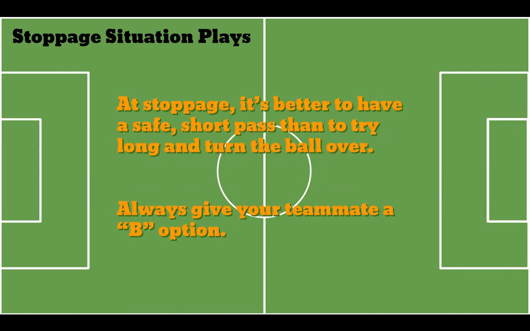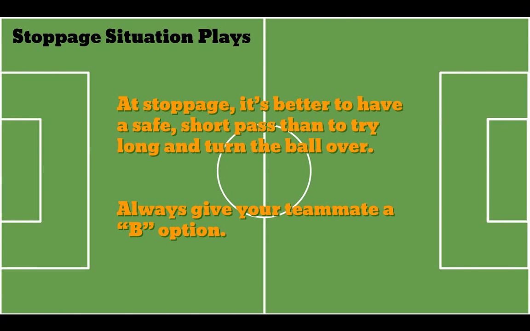So rule of thumb at stoppage, it's better to have a safe short pass than to try long and turn the ball over. Very important, especially on goal kicks and other stoppage plays on our half of the field, our defending half of the field. And if you're out there and your teammate doesn't have a B option, it's your job to give them a B option, which is, again, the side pass.